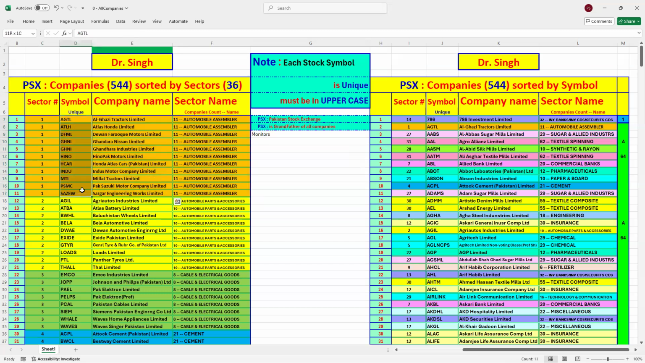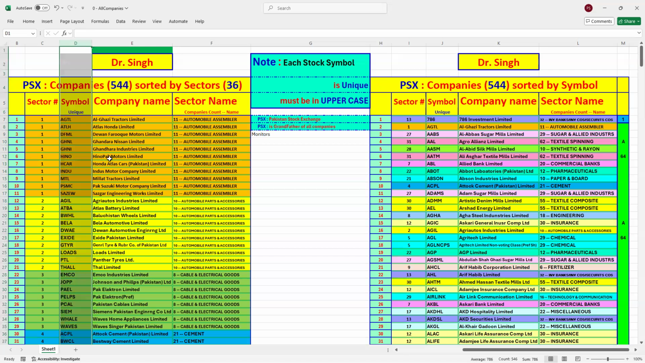Before I move on, let me mention the symbol, this part over here. Always follow the mouse. Note, each stock symbol is unique. That's how the PSX will recognize the company that you are referring to or talking about. And the most important part here is, watch the mouse. Each stock symbol must be in uppercase or capital letters.